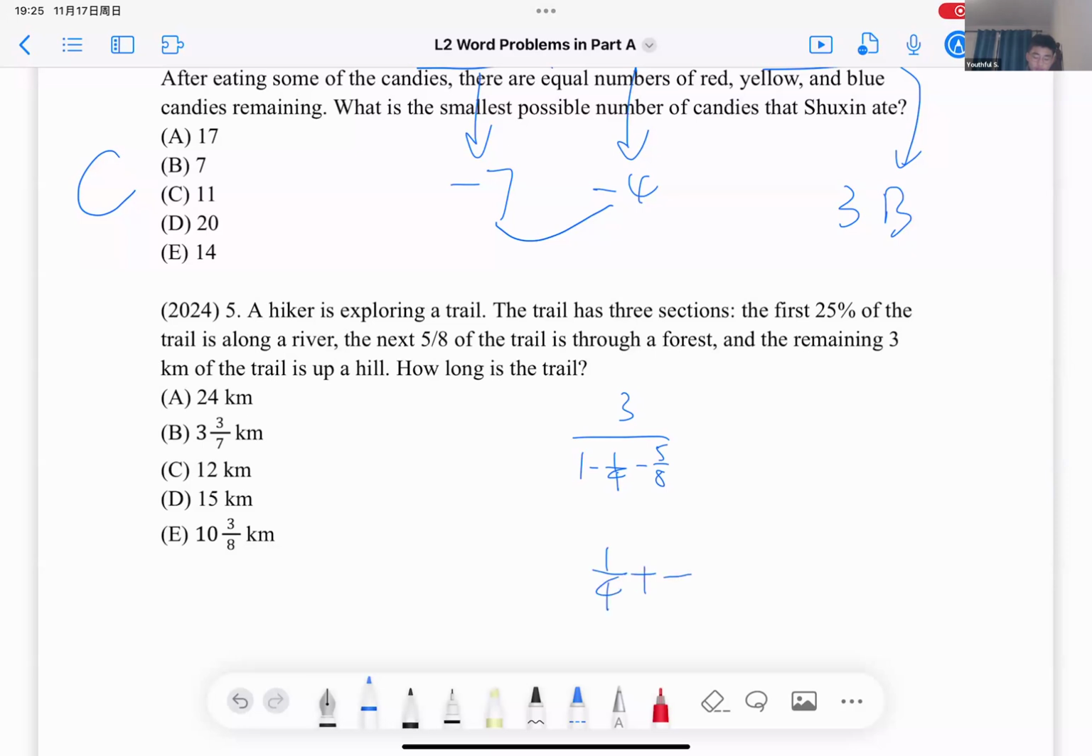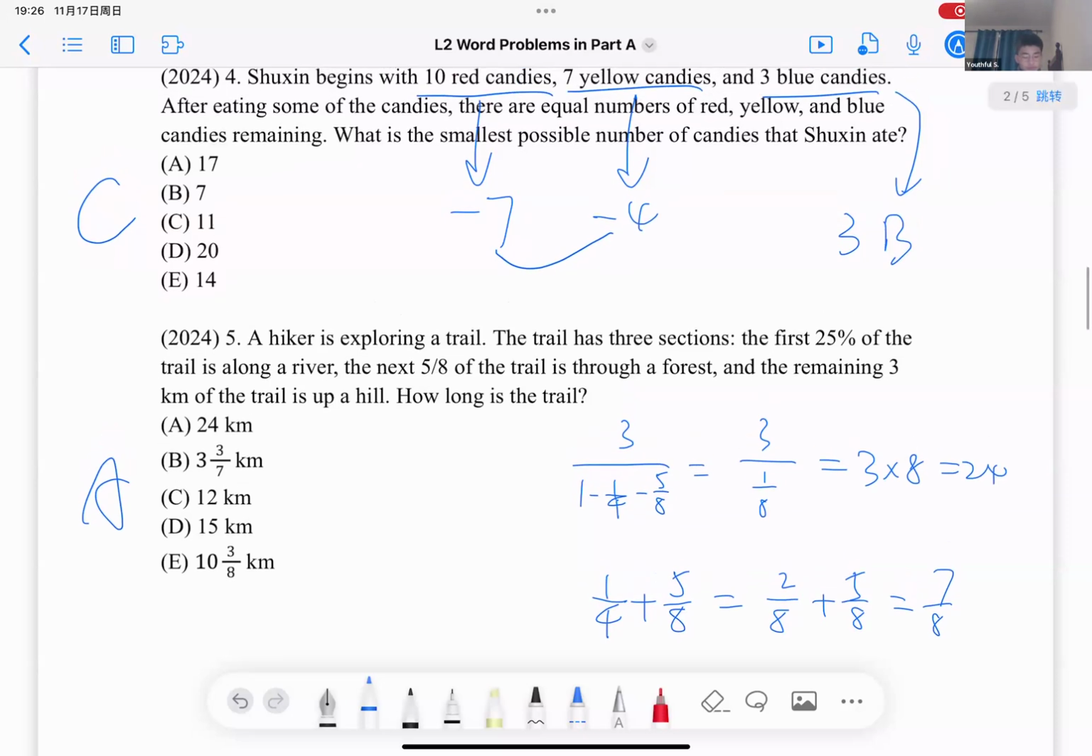Well, what is 1 over 4 plus 8 over 5? It's 8 over 2 plus 8 over 5, which is 8 over 7. So this is 3 over 1 over 8, which is 3 times 8, which is 24. So the answer is 8. Any questions about those two?